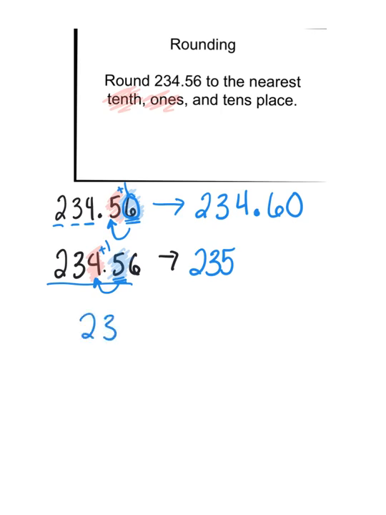Last, I'm going to round 234 and 56 hundredths to the nearest 10. So I need to find the digit in the tens place, which is here. And the next door neighbor in the ones place is a 4. And remember, 4 or less, let it rest. So this 4 is telling me to let my 3 just stay right where it is. And then all of these other digits revert to zeros.